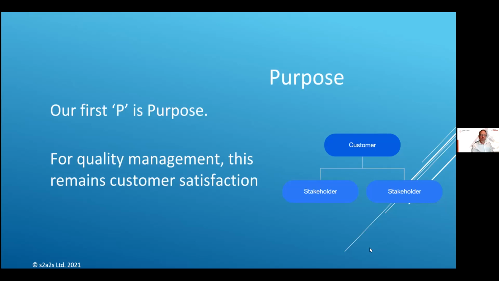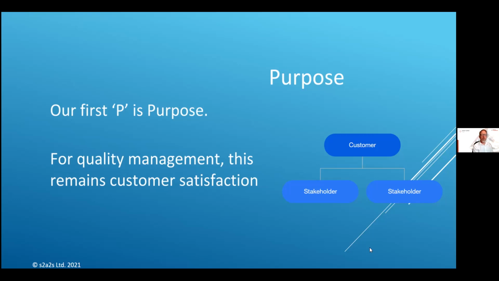So our first P, as I said, is purpose. And for quality management, this remains customer satisfaction. So other management system standards are structured around, for example, health and safety management and environmental management, and all of those have different interested parties, different stakeholders, and different needs. But for quality management, and for each of the cases that I bring to you today, customer satisfaction is what we're interested in, and delivering those processes robustly to enable customer satisfaction.